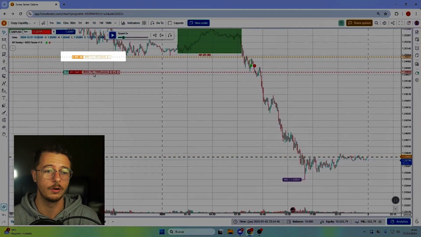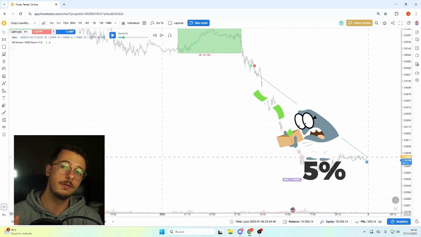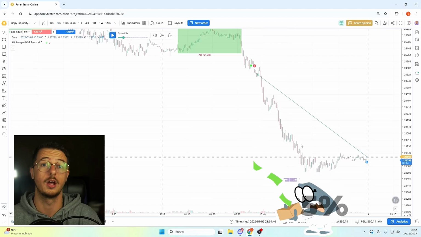I entered with $100 risk and I've left with 552. So hey, let's close this trade. 5% in our pocket in the first trade. So hey, this is brilliant.